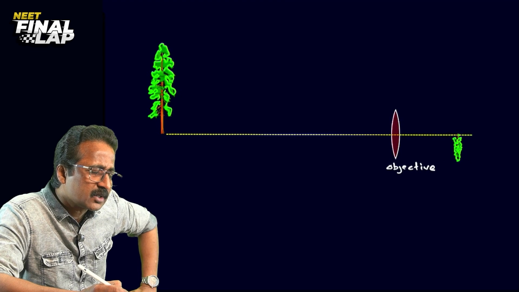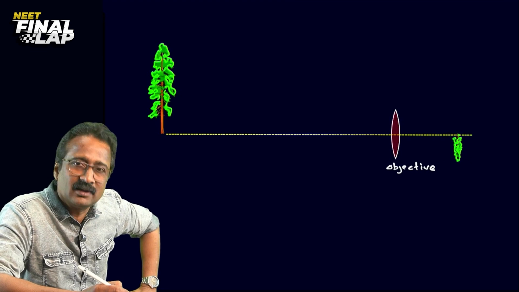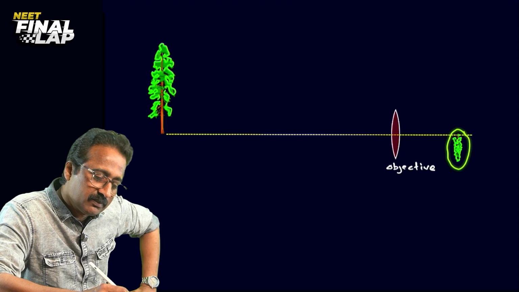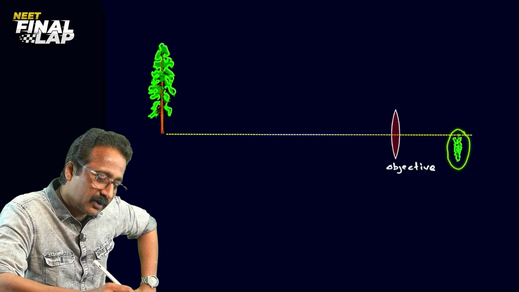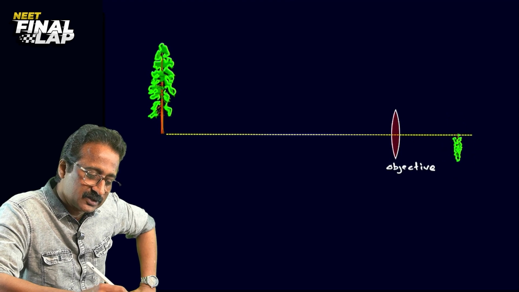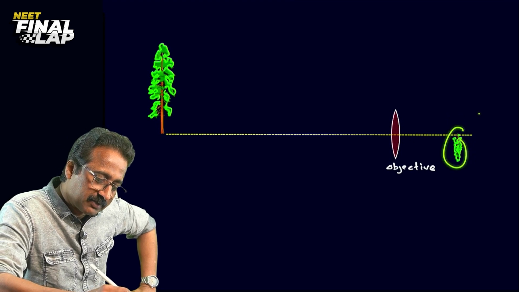Actually it is not a very large image at all. It is a tiny image, because the object is very far away. Now this first image, we'll be calling it I1M1. This I1M1 will be acting as the object for the second lens. A little beyond this image, the next lens will come.